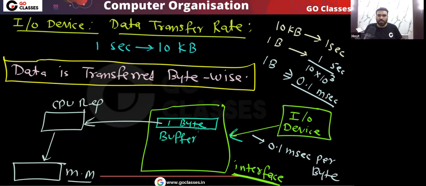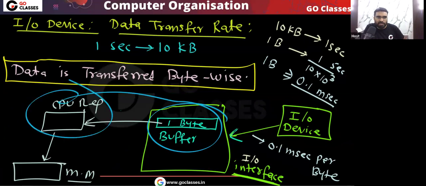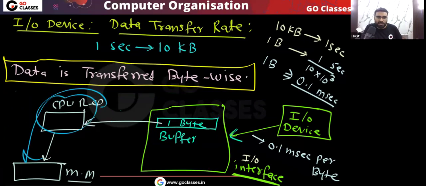So very simple. Remember, this IO device is slow because in 1 second it is giving you only 10 KB. But your CPU and your main memory are very fast. The main memory data transfer rate is megabytes per second. The CPU data transfer rate is gigabytes per second. So this IO device is slowly giving you data. Now, when 1 byte comes from the IO device to the buffer in the IO interface, the CPU will take this byte and put it in the CPU register, and from the CPU register it will store it in the main memory.